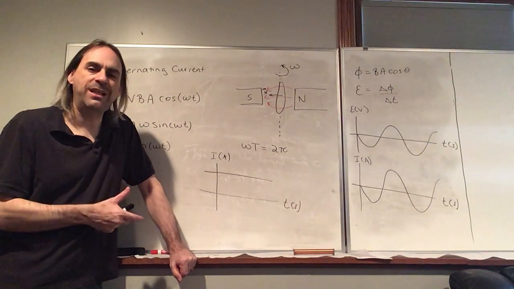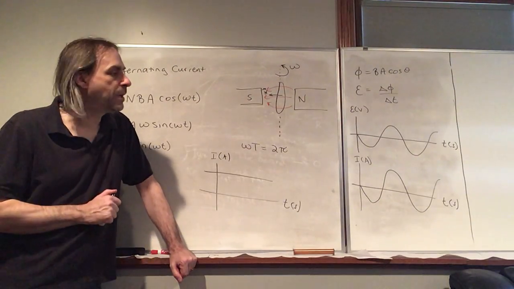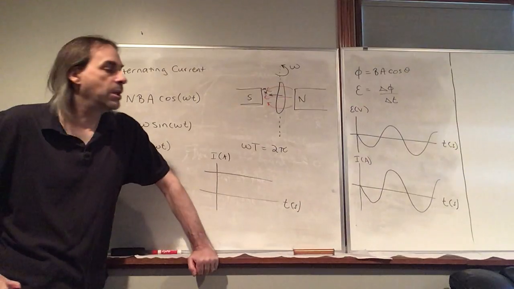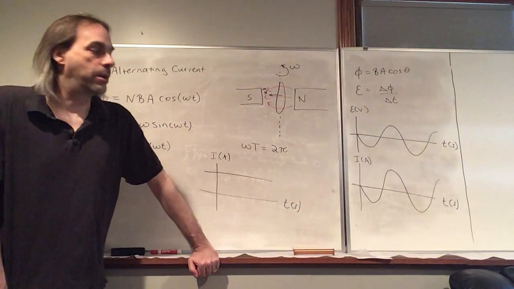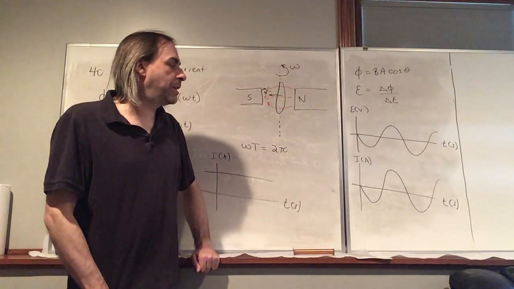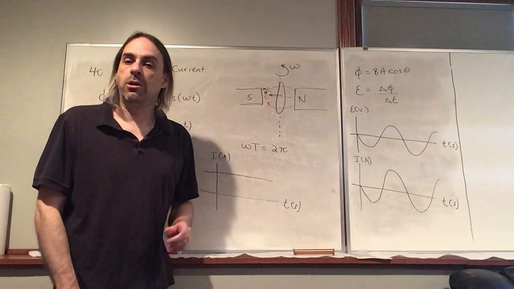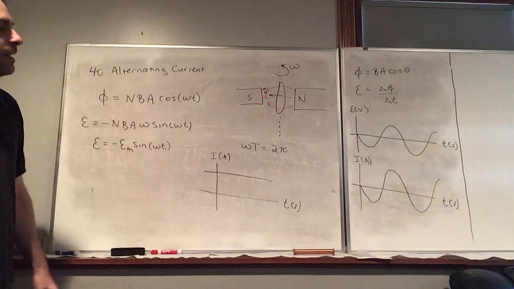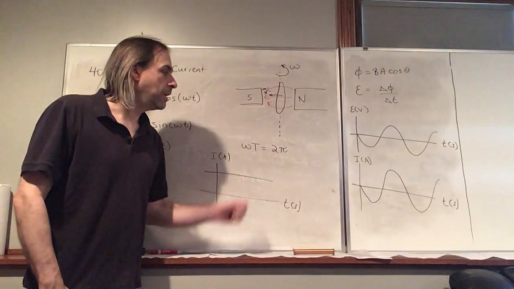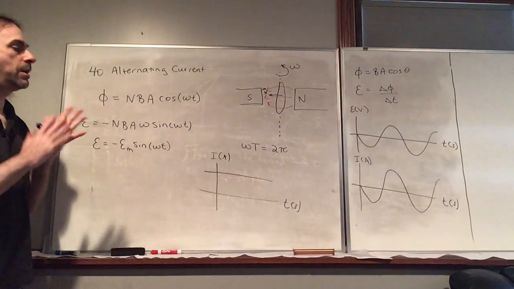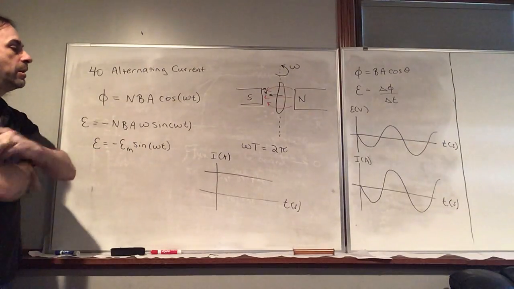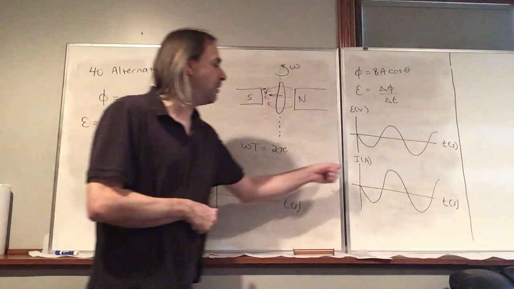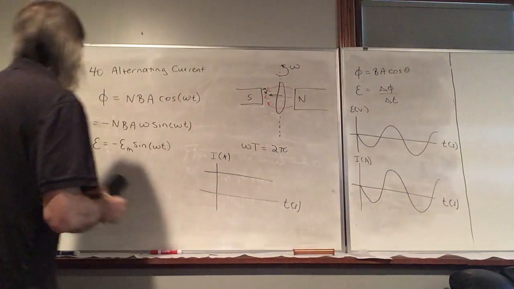Even though most of our devices use direct current, when it comes to transmitting power, we usually use alternating current. And there's a huge advantage to alternating current that we're going to get to in a later topic. So just keep that in mind. There's a reason that we use alternating current, even though most of the devices we use require direct current. Okay, but I want to talk a little bit about alternating currents.